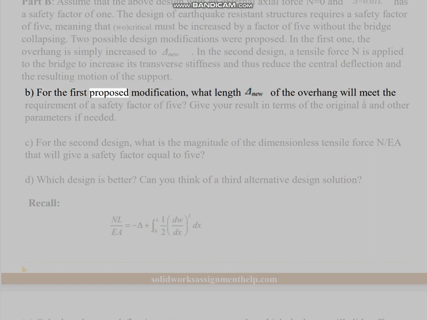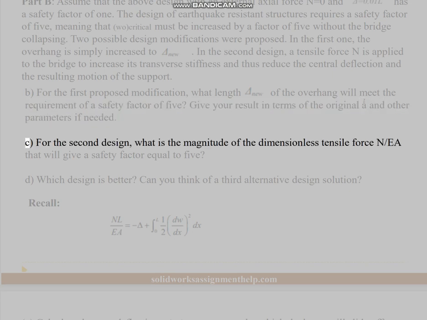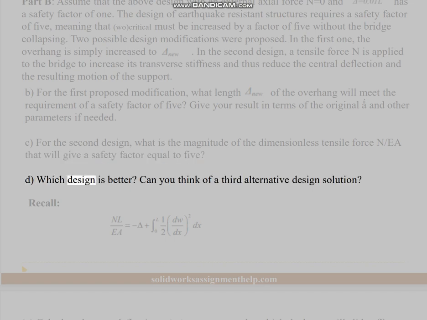B. For the first proposed modification, what length of the overhang will meet the requirement of a safety factor of 5? Give your result in terms of the original A and other parameters if needed. C. For the second design, what is the magnitude of the dimensionless tensile force N/EA that will give a safety factor equal to 5? D. Which design is better? Can you think of a third alternative design solution? Recall.